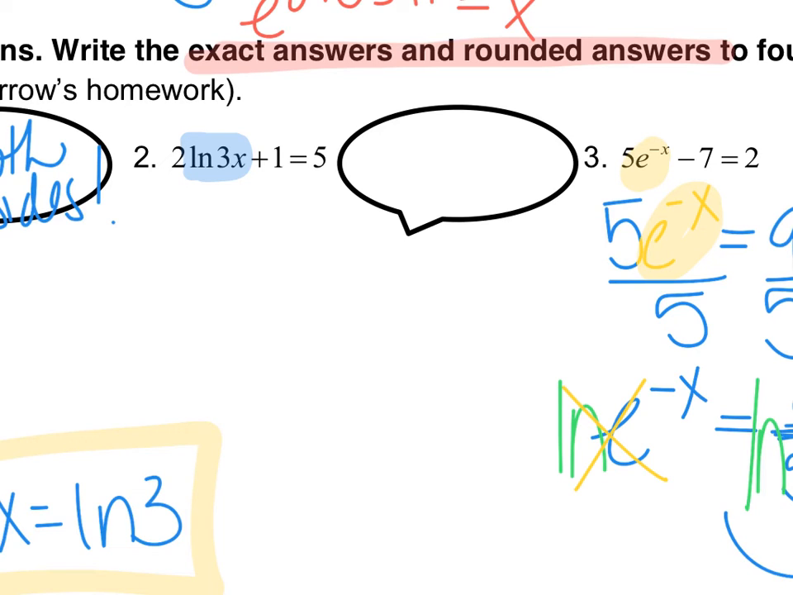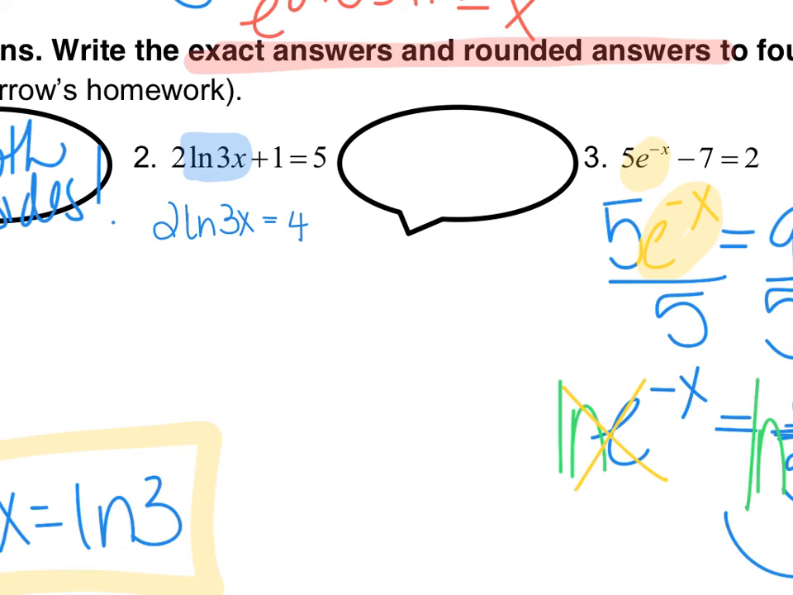How do we know the +1 isn't part of that? Because there's not parentheses. Okay? So the blue is what I need to isolate. So I get 2 natural log of 3x equals 4.